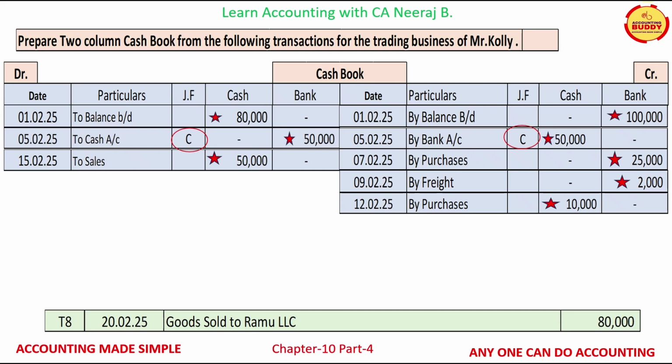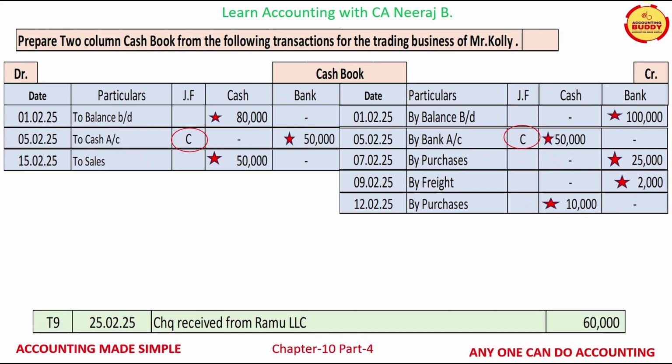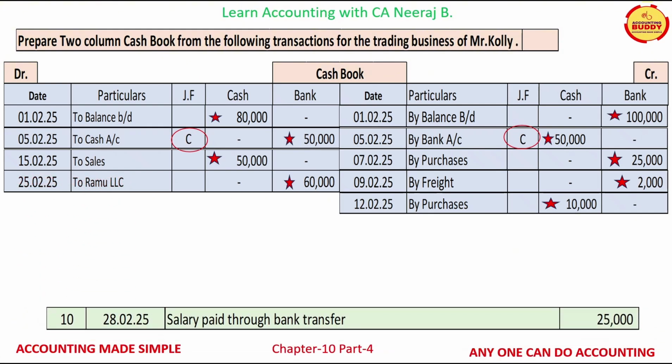Transaction T8 is on 20th February 25, business sold $80,000 value of goods to Ramo LLC. Since the goods are sold to Ramo LLC on credit, this transaction will not be recorded in the cash book. Transaction T9 is on 25th February 25, business received a check of $60,000 from Ramo LLC. Since it is a receipt transaction, it will be recorded in the bank column on the left hand debit side of the cash book for $60,000 on 25th February 25 by writing the words to Ramo LLC account.